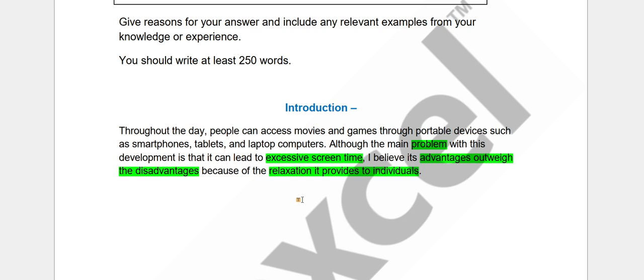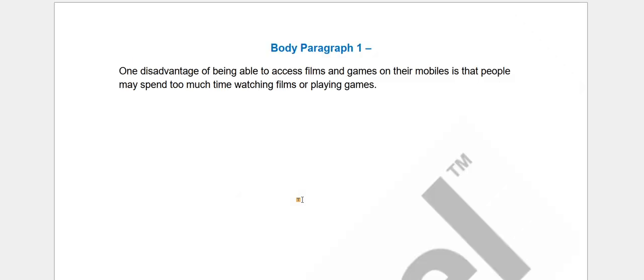Now, moving on to body paragraph one. One disadvantage of being able to access films and games on their mobile phones is that people may spend too much time watching films or playing games. So, the disadvantage of having access to these kinds of things is that they may spend too much time on these activities. Clear?